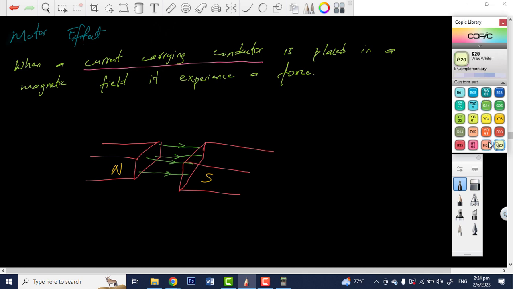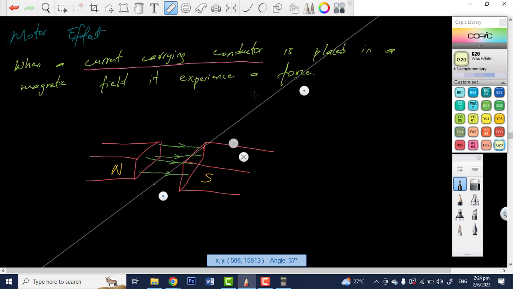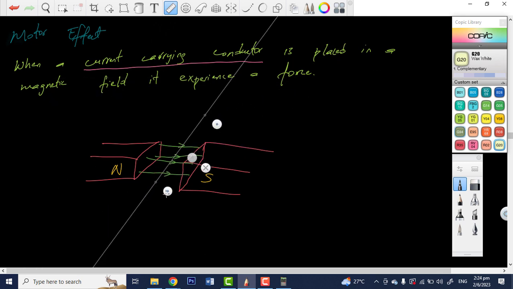Now we're going to take a conductor and ensure that it can carry a current. And let me use the ruler, because I might go over this several times.